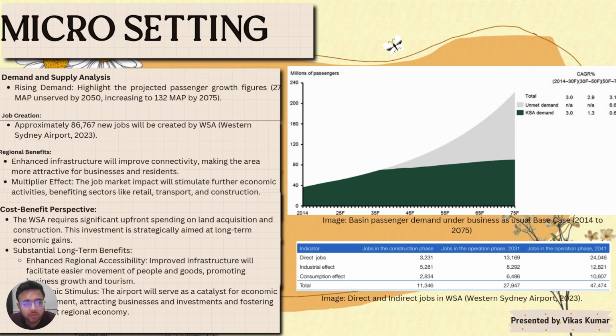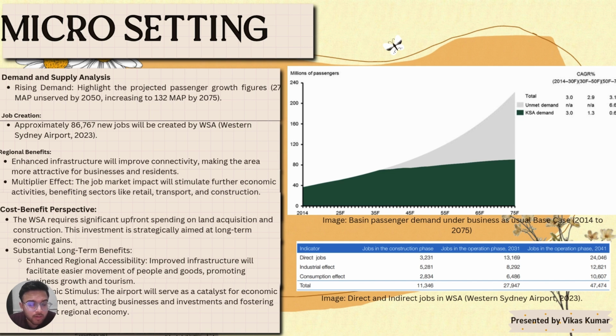So as from the diagram we can see that Kingsford Smith Airport cannot fulfill the demand of the passengers in the upcoming years, and it can be seen from the graph that it can fulfill the demand of 3 million passengers, but if the number is upsurged dramatically then the demand cannot be fulfilled.